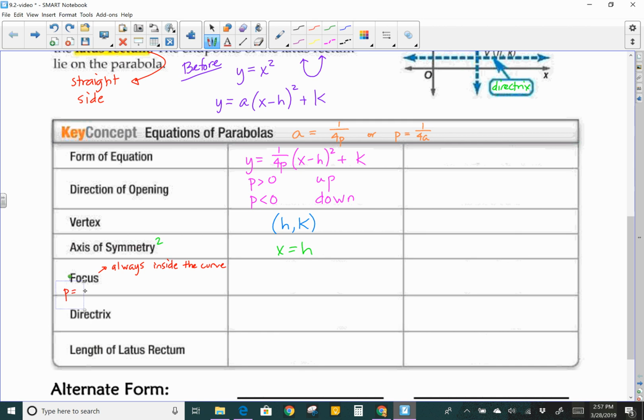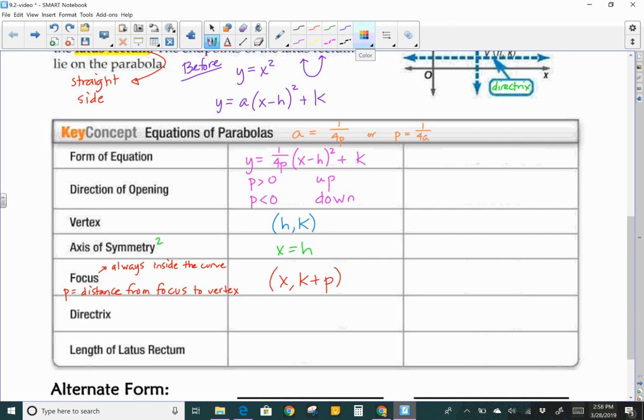P is the distance from focus to the vertex. Very, very important. I can't even say how important that is for you to remember that. Okay, I'm going to give you some equations, but I'm going to let you see how easy it is to remember. So x equals k plus p is if it's vertical.